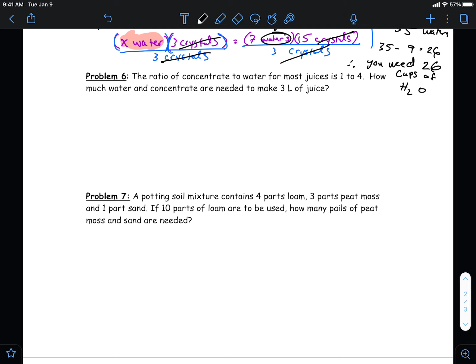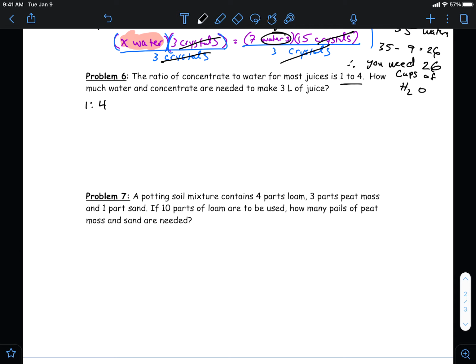So the ratio of concentrate to water for most juices is 1 to 4. How much water and how much concentrate are needed to make 3 liters of juice? That's the question here. So first off, I would write out the ratio here. 1 to 4.